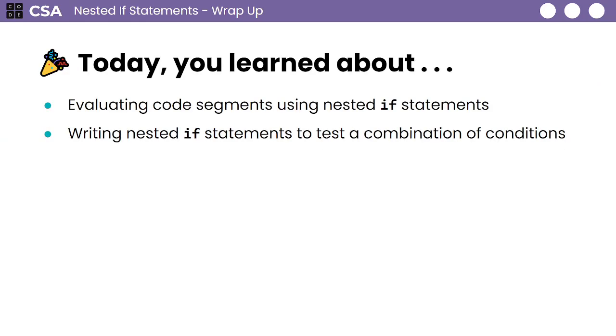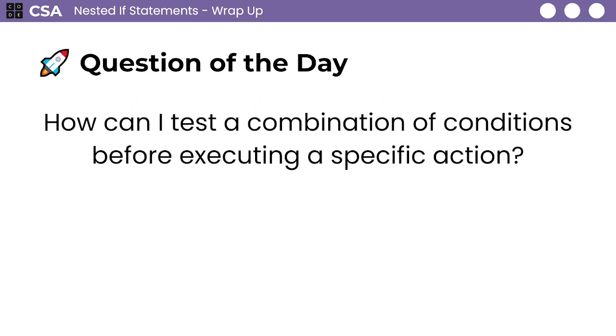All right, so today we learned about evaluating code segments using nested if statements and writing nested if statements to test a combination of conditions. And you hopefully answered the question of how can I test a combination of conditions before executing a specific action.